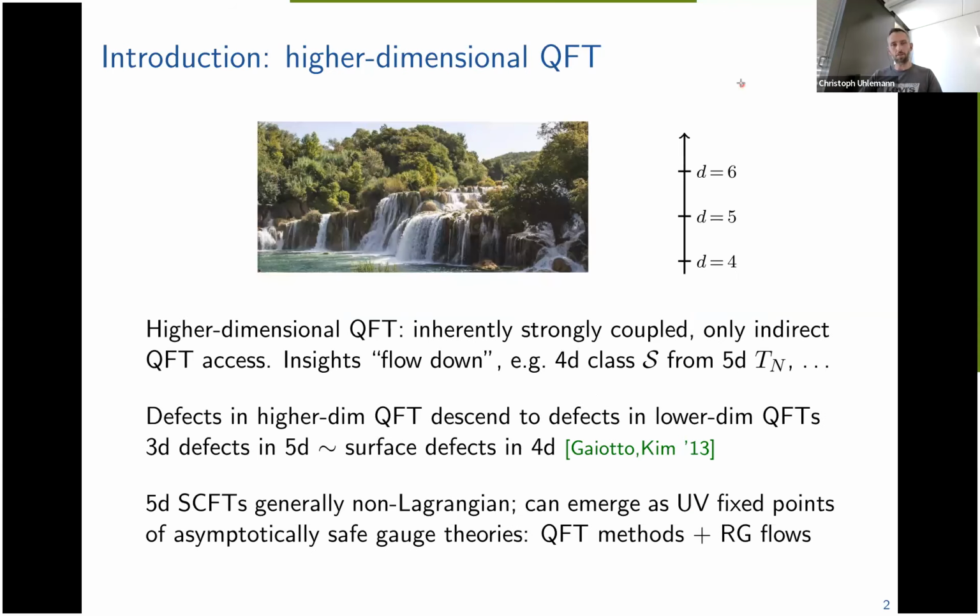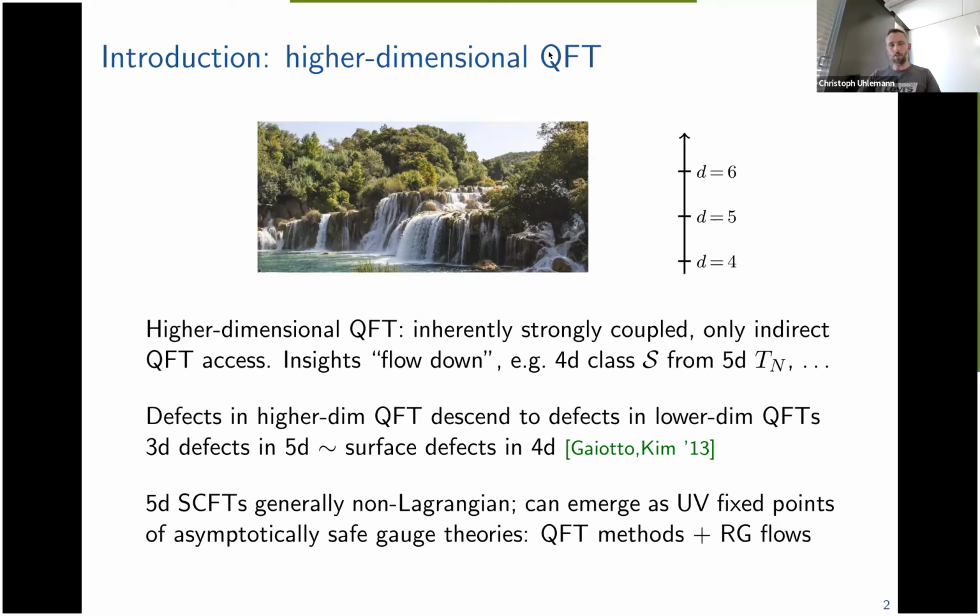So we're looking at 5-dimensional theories. And being in 5D means we're dealing with inherently strongly coupled field theories, to which we only have indirect access through field theory methods. Much of what we know about them, we just know from string theory. So that makes getting access to these theories through field theory methods a little more tricky.